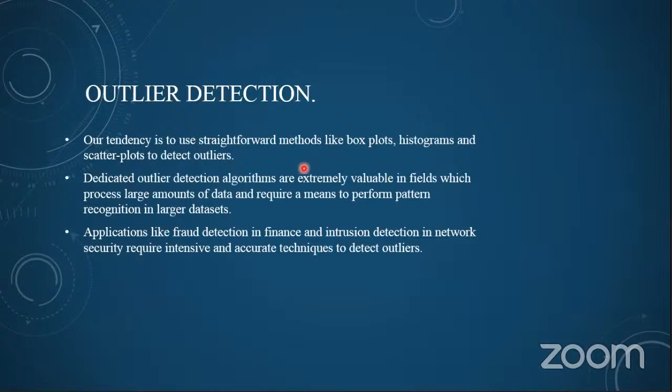Then comes the next thing, dedicated outlier detection algorithms. This means they process a large amount of data, and there is some pattern recognition going on over this data, so that the outlier can be detected rather than using the straightforward method. The applications are fraud detection in finance and intrusion detection in network security. These two are the main applications for outlier detection, and it is not limited to that.